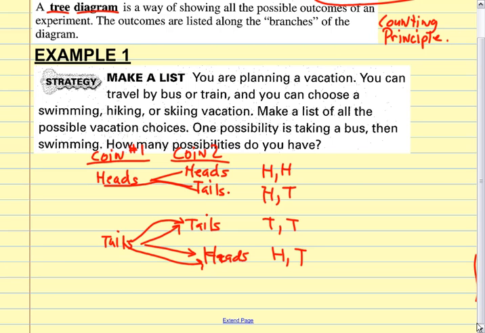Stone? 1 out of 4. There are 4 possibilities, right? I can get heads, heads, heads, tails, tails, tails, or tails, heads. Only one of them is tails, tails. So the probability is 1 out of 4. That's my chances. That's the idea behind what we're doing today. Let's look at this first example.